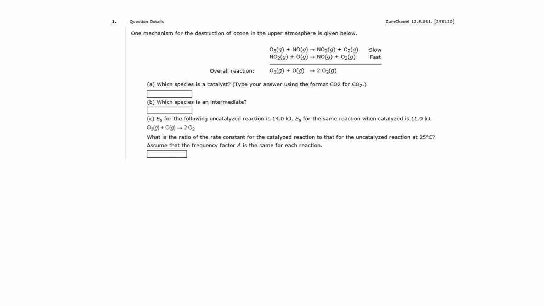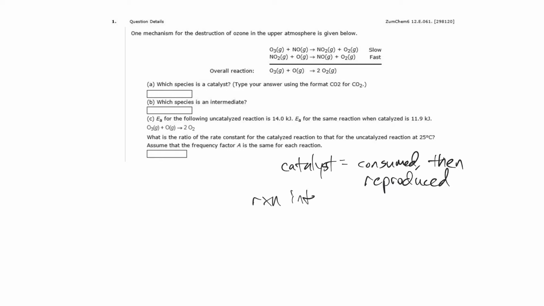Students, I'm going to guess part C was the tough one in this problem. Parts A and B are just a matter of recognizing what a catalyst is and what a reaction intermediate is. A catalyst is a substance that is consumed in a reaction and then at a later step reproduced. A reaction intermediate is a substance that is produced and then at a later step consumed.